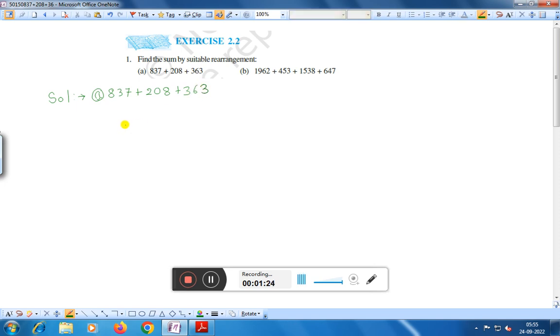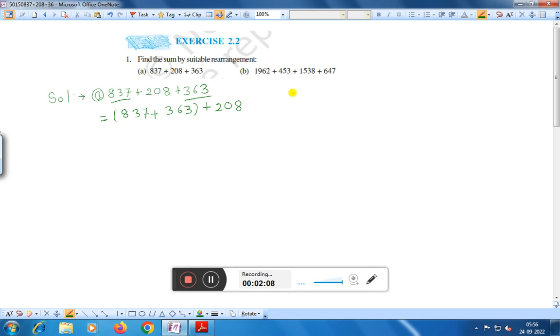right. Now we have to rearrange these numbers such that we can add easily. And how? If we add this number 837 with 363, it will be better. How? You see, if we add this number, that is 837 plus 363 plus 208, then it will be easier for us to do the problem.